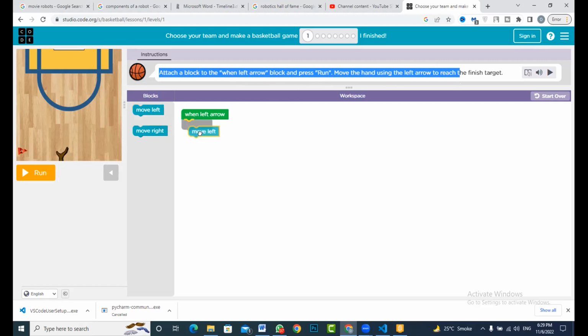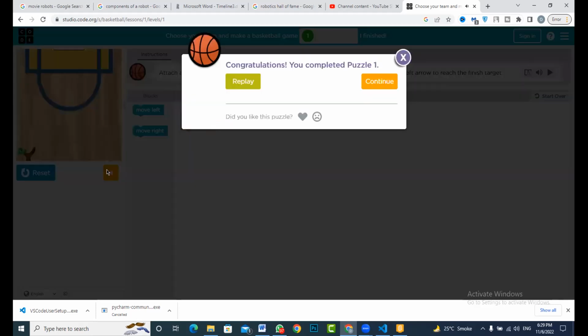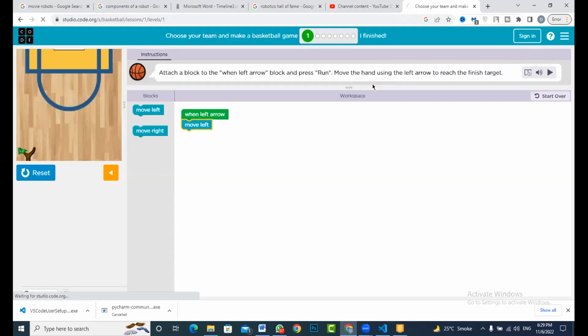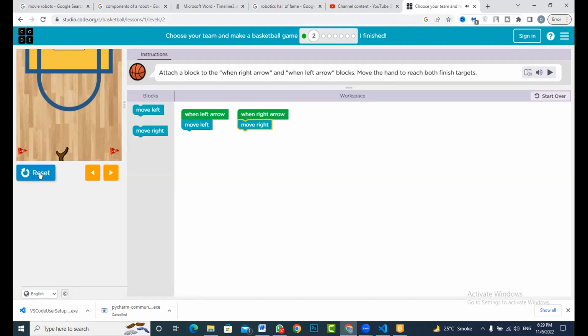Yeah, the first level is simple. You just need to attach move left here, then run, and then you can go here. Touch the red flag, it turns green, you go to the next level. So that is a very simple rule in this game throughout. In the second level, it's also the same. Now you have to attach two blocks. Move left when left arrow is pressed, move right when right arrow is pressed, and then just run it and touch both the flags.